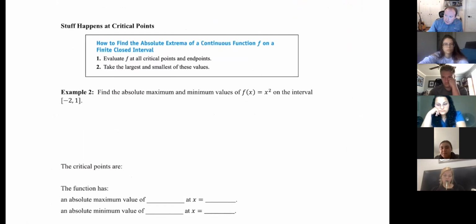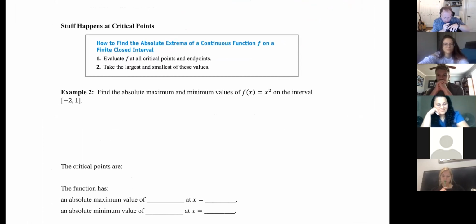Any questions so far? I know this is right where it gets really tiring. 40 minutes of math, I'm getting a little tired too. But let us power through and finish up these last two examples.